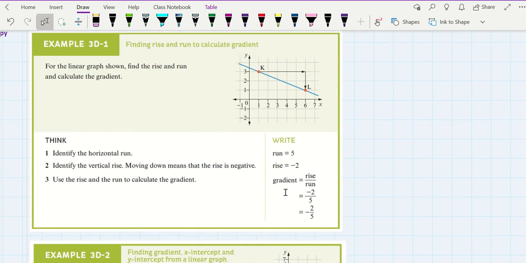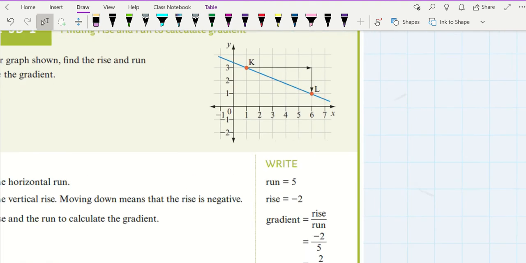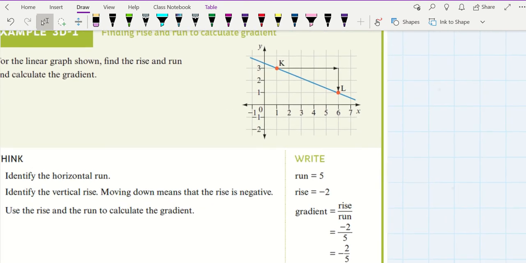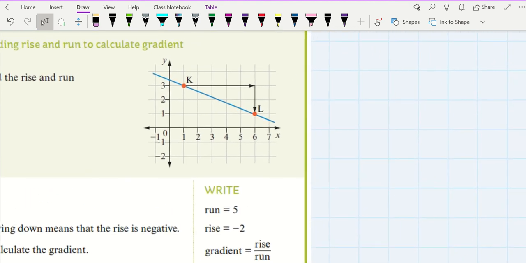So let's do this on a bit of paper, so to speak. For the linear graph, find the rise and the run and calculate the gradient. What we need to do is find our x and y values. So let's label them. In this case, from left to right, we're going down, so we know that the gradient is going to be a negative.